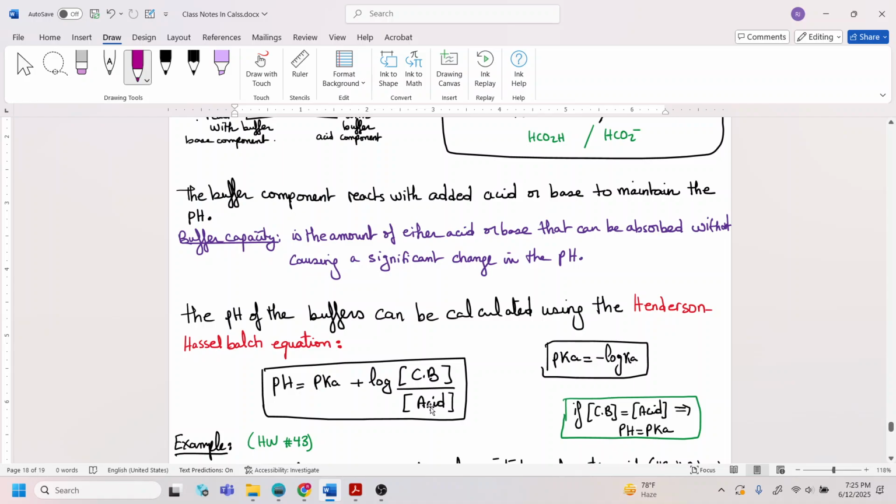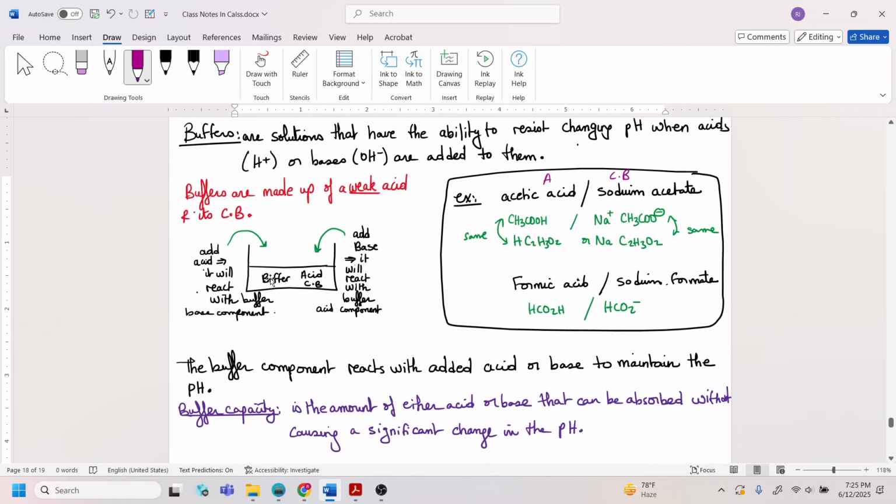Okay. Buffer capacity is the amount of either the acid or the base that can be absorbed without causing a significant change in the pH. They can be absorbed by what? By the buffer itself, because a buffer has two components, acid and base. So again, you are adding external acid or external base to an original buffer solution. Whatever base you add is going to react with the acid component of the buffer up to a certain extent. So the buffer will stop the solution from changing its pH.